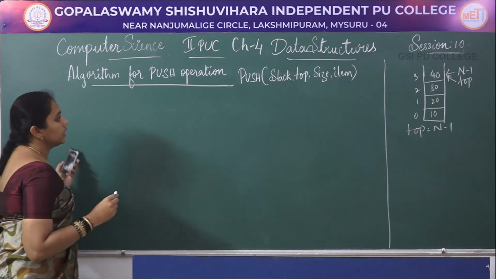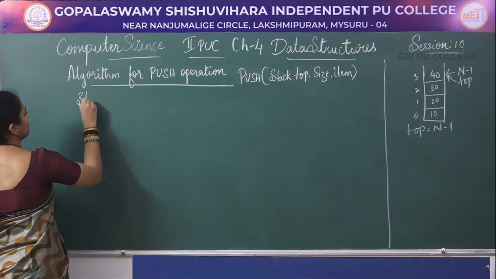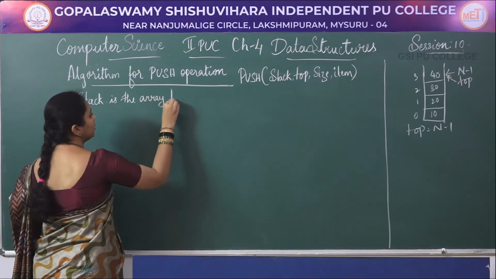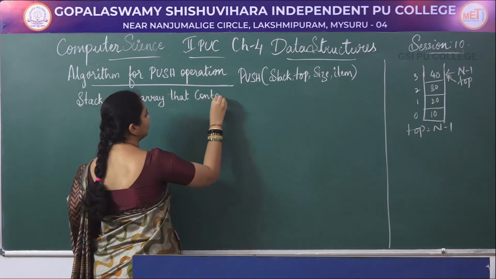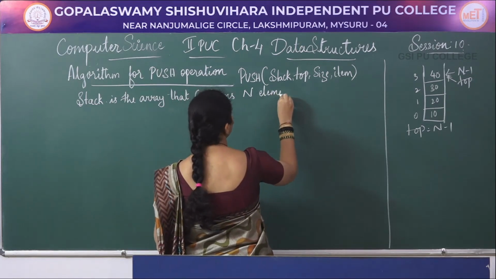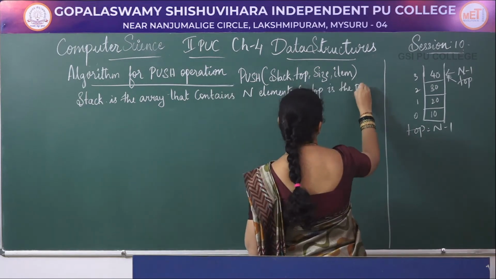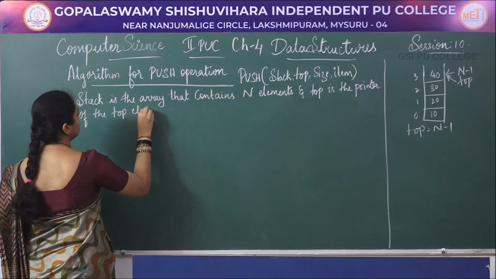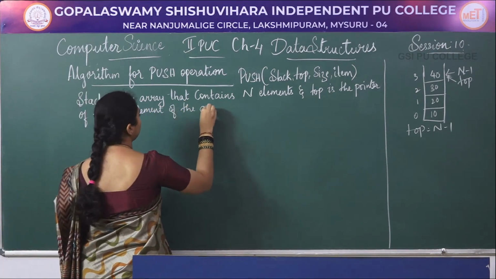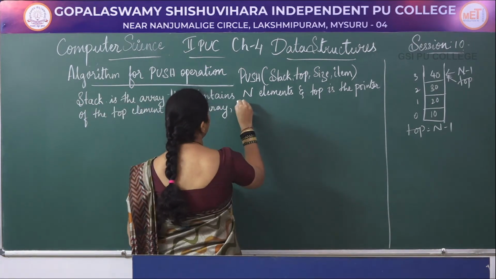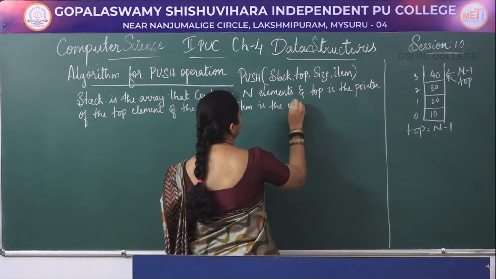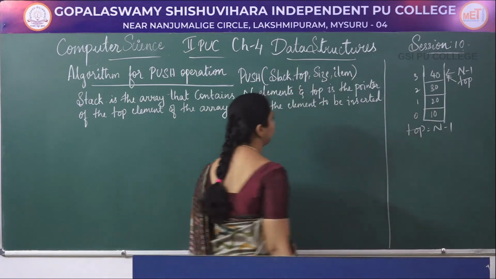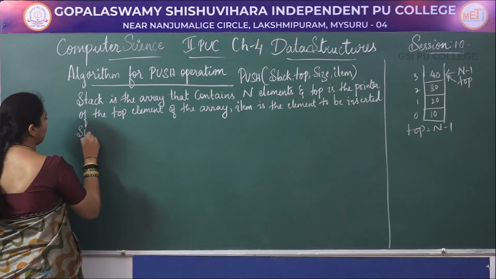So, what is the first step? Here stack is the array that contains n elements, and top is the pointer to the top element of the array. Item is the element to be inserted into the stack. So, these are the prerequisites we should know in advance.